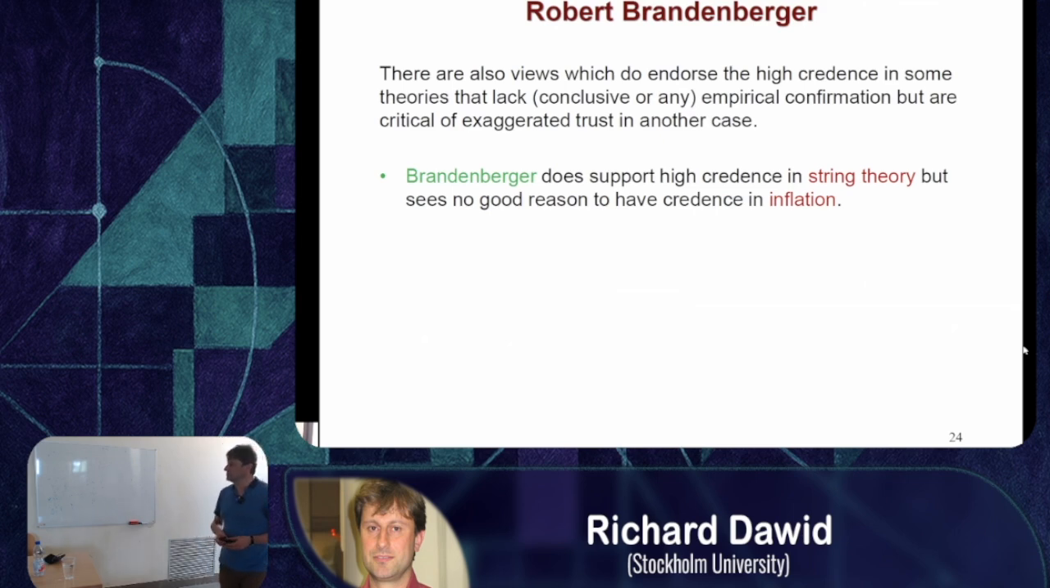A good example of that would be Robert Brandenberger, who is a strong supporter of high credence in string theory, but he sees no good reasons to have credence in inflation. So he thinks that the line of reasoning, in the absence of conclusive empirical confirmation, that is taken to support the theory of inflation is misguided for specific reasons that he would explain in detail. So in this case, this is a discussion going on specifically about credence in a theory, but it cannot be viewed as an expression of general criticism of credence in empirically unconfirmed theorizing. So there is a very broad spectrum of views, which of course makes the situation even more complicated.